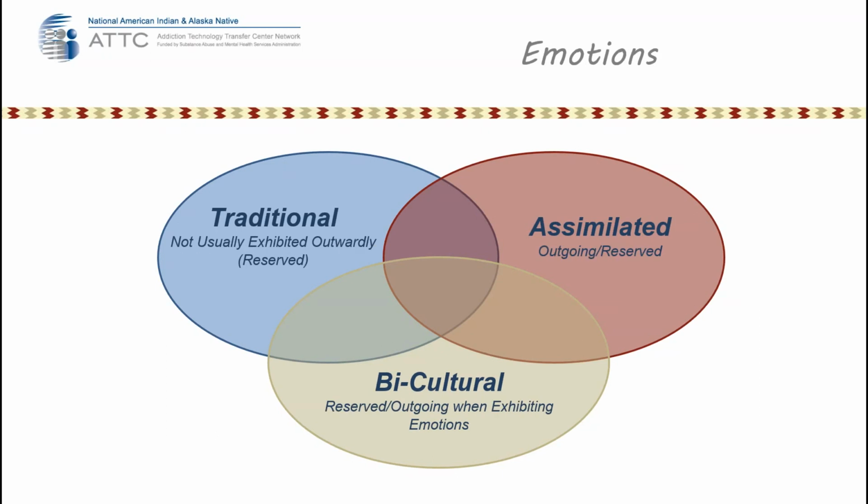Emotions are not traditionally exhibited outwardly. Somebody who's traditional would be a little more reserved, whereas the assimilated population might be more outgoing, and again, bicultural might be reserved in a more traditional setting and less reserved in an assimilated setting.